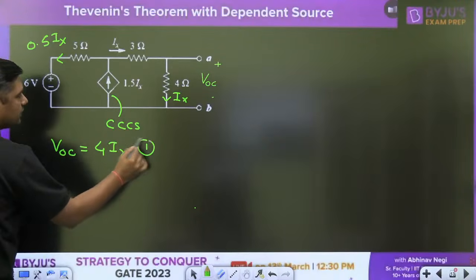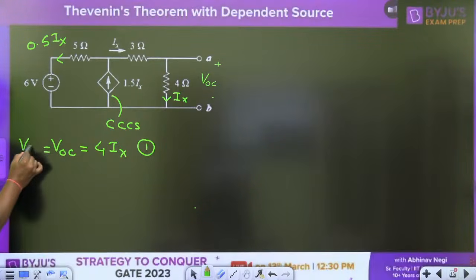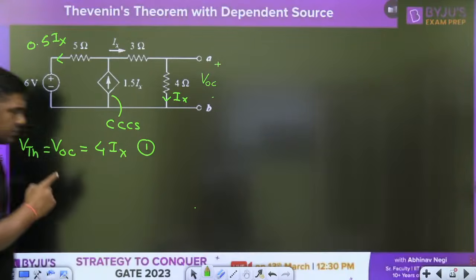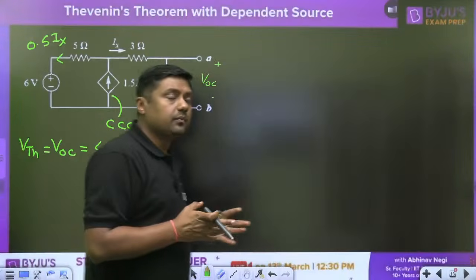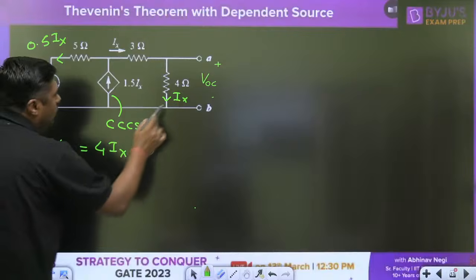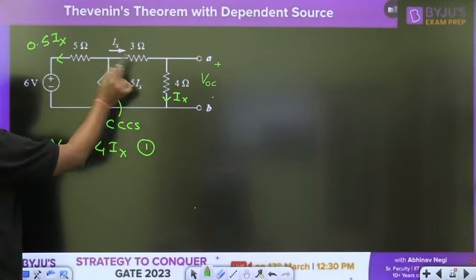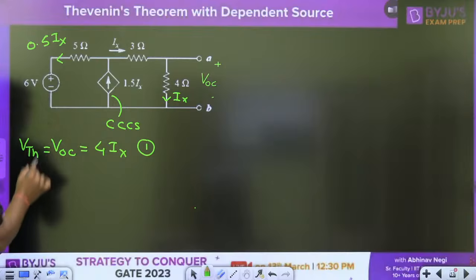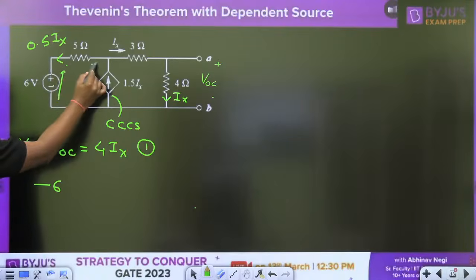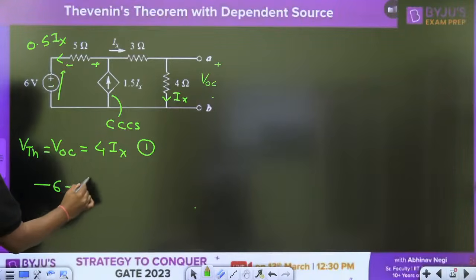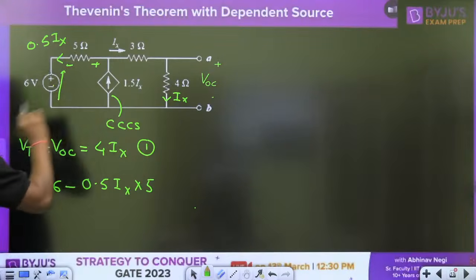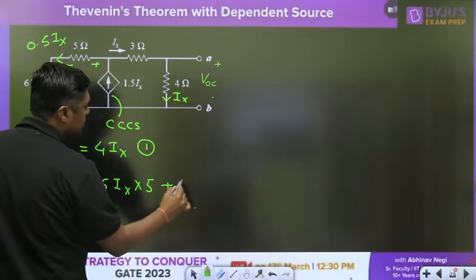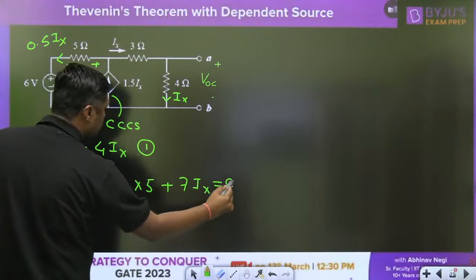This is the equation number 1. VOC is nothing but VTH. Then how to find Ix? Always remember, we can't write the KVL through the current source. Then simply write down the KVL from this point to this point. When I am writing the KVL, remember this is the minus 6, I am going like this. This is the minus 6 volt. This is also minus, this is plus, this is minus. So minus 0.5 Ix into 5 plus 3 plus 4, 7 Ix is equal to 0.